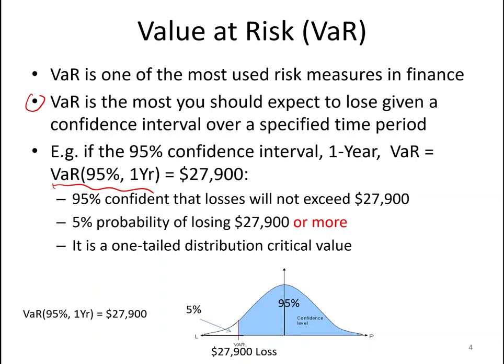One way of thinking about it, it's a one-tail statistic. Say your portfolio has a mean value here, and someone says the VaR is 27,900 for a 95% confidence interval. What you're saying is that there is a 5% chance of losing 27,900 or more, and a 95% chance that losses will not exceed that value of $27,900. So it's a one-tailed distribution critical value.